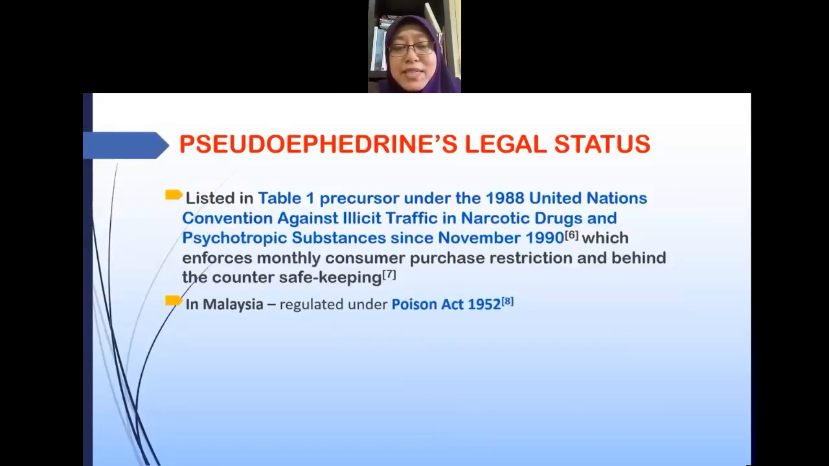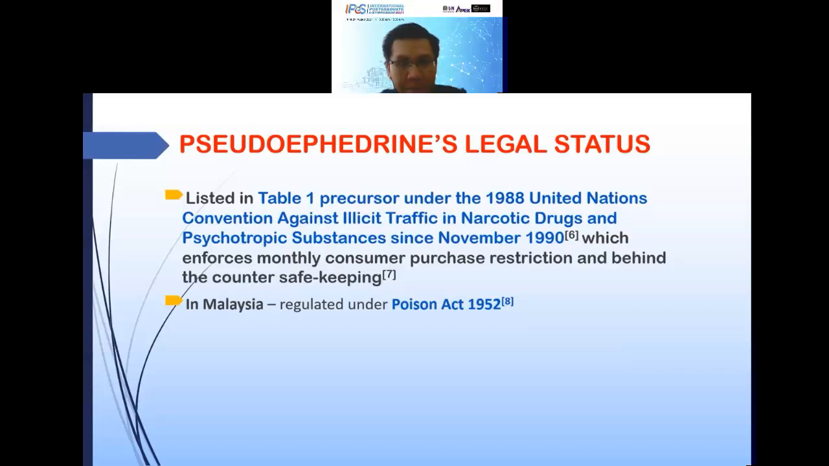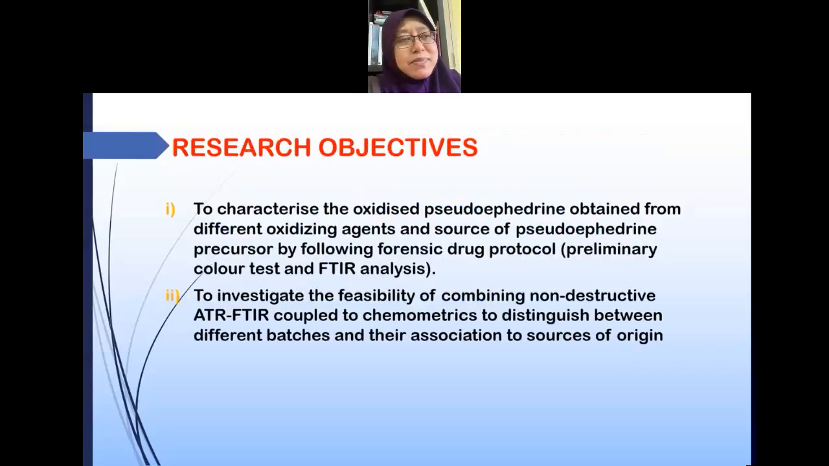Prevention of pseudoephedrine abuse is taken by imposing laws and regulations at the national and international level. For example, pseudoephedrine has been listed as a Table 1 precursor under the 1988 United Nations Convention Against Illicit Traffic in Narcotic Drugs and Psychotropic Substances in November 1990, which enforces strict regulation on import, export, customer purchase restriction and behind-the-counter safekeeping. And in our country, pseudoephedrine has been regulated under the Poison Act 1952.